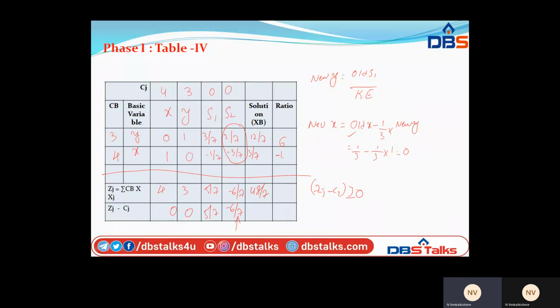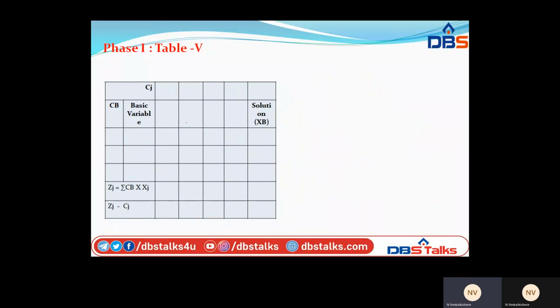Least positive means here 1 is there, but it is not a positive value, it is a negative value. So don't consider this one. We are looking for the least positive value. So here the only positive value is 6. So we are just eliminating this and at the same time finding the key element. Here y is leaving, S2 is entered. So y is left, x2 was presented.